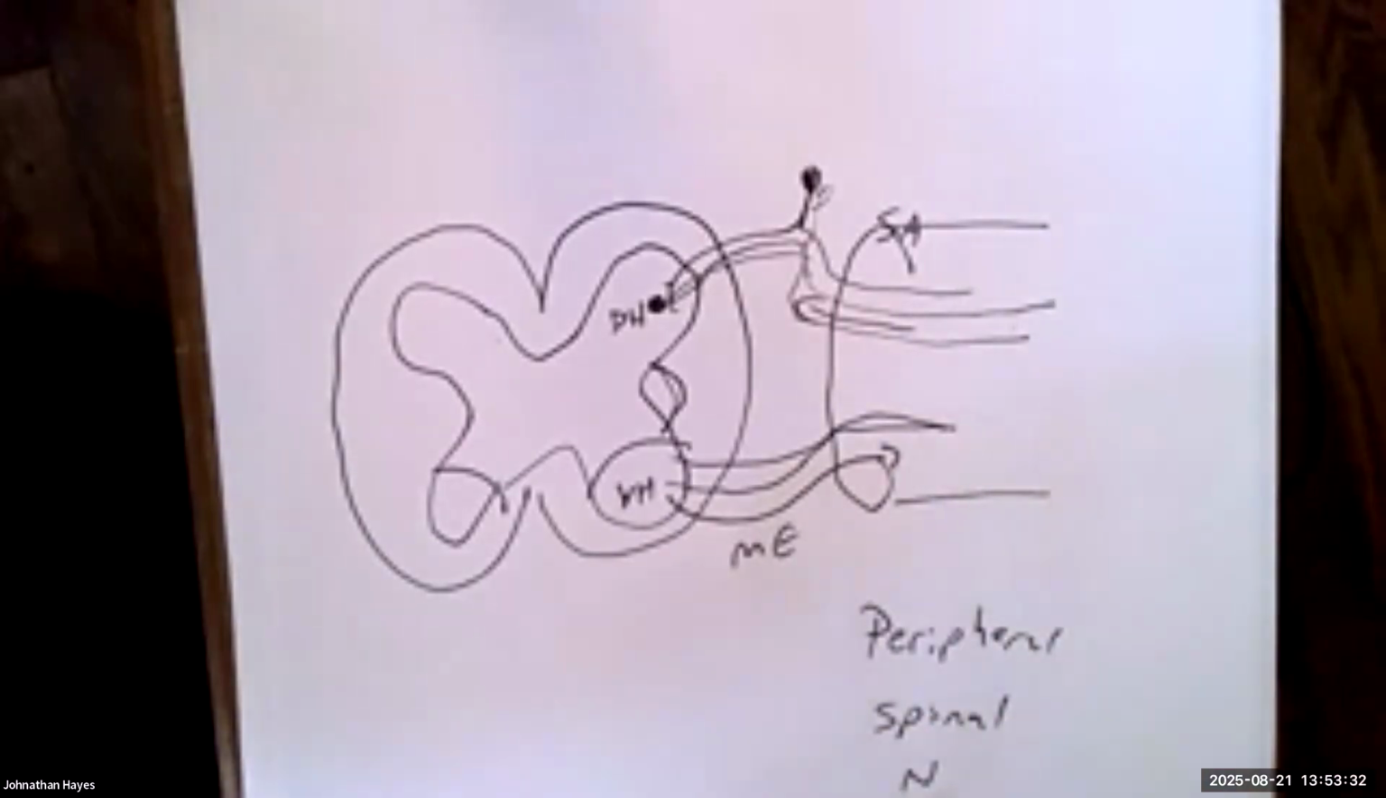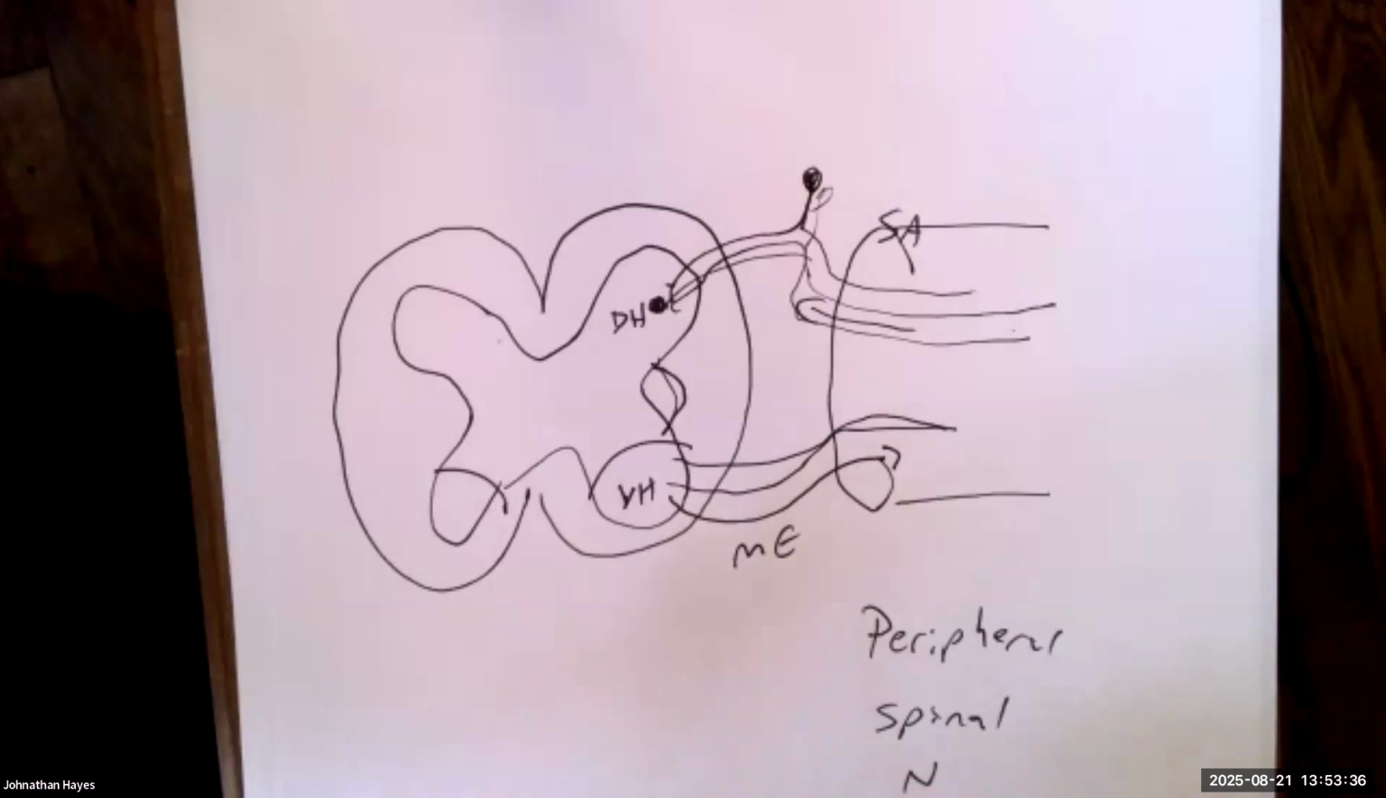But regardless, sensory information is coming in along this thing, motor information is going out along that thing. So all spinal nerves are built this way, right? Peripheral spinal nerves are all mixed in nature, because they're both sensory information and motor information. Some information is going toward the CNS, some information is going away from the CNS. So that's all peripheral spinal nerves.